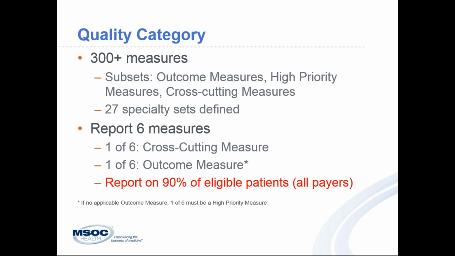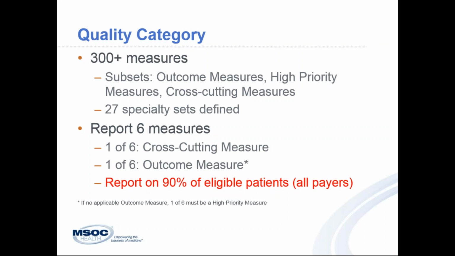And CMS is proposing to require that you report for these measures that you choose on 90% of the patients that would be eligible for these measures. That's 90% of all patients, not 50% of Medicare patients, as we currently know for the PQRS program.